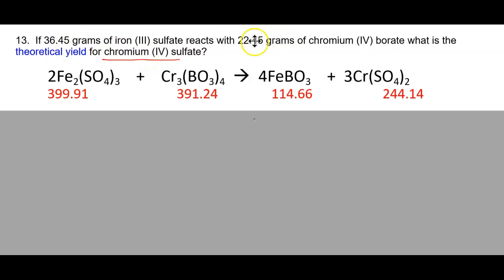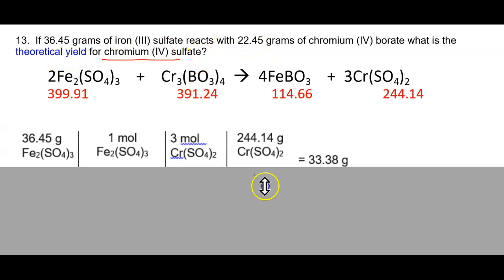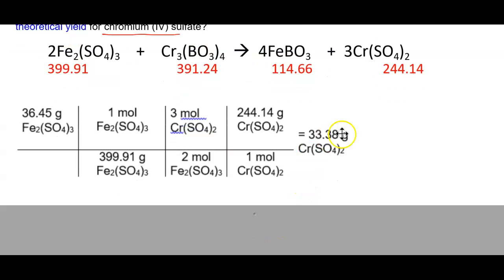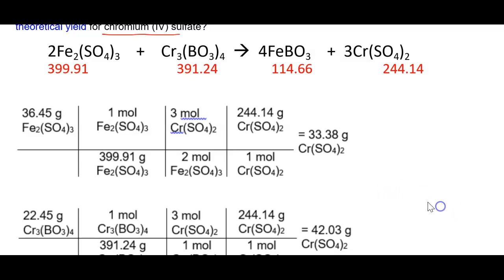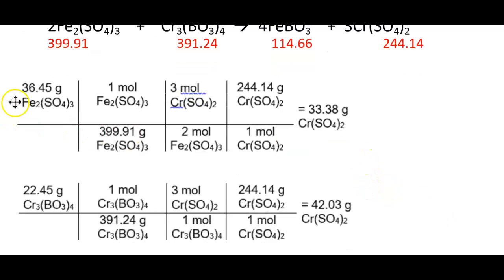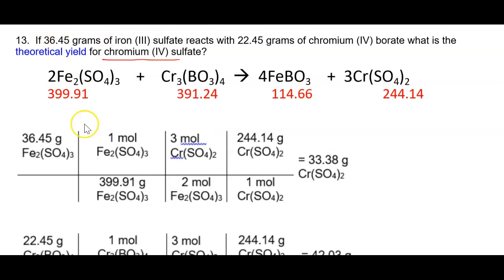Because we're not told what the excess reactant or the limiting reactant is, we must do two grids. So here are my two grids. Taking my 3645 grams of iron sulfate, I'm going to chromium sulfate. Why chromium sulfate and not both? Because I specifically asked about the theoretical yield of chromium sulfate.